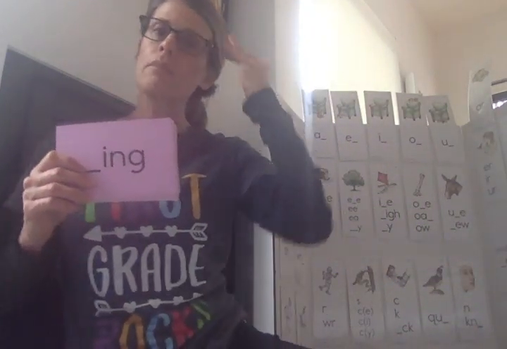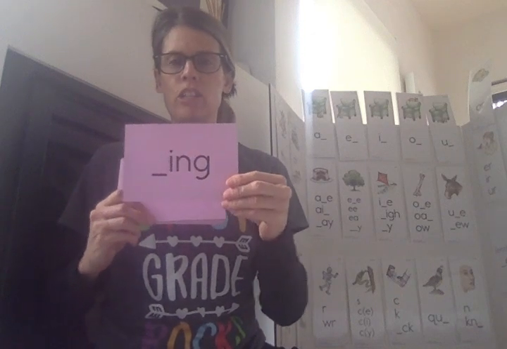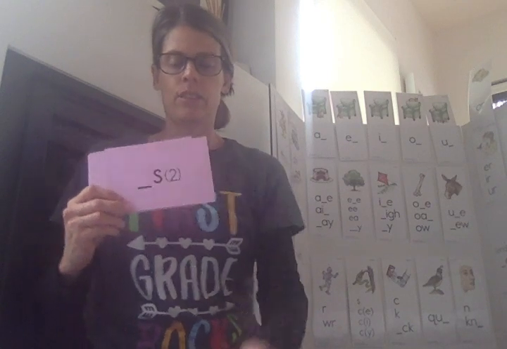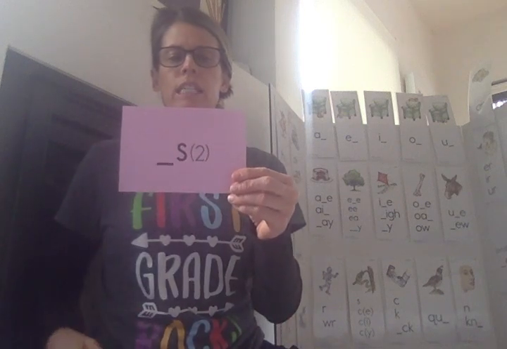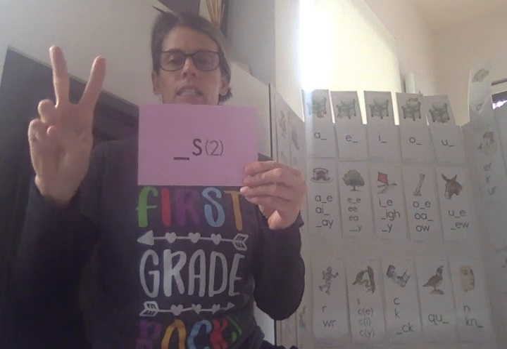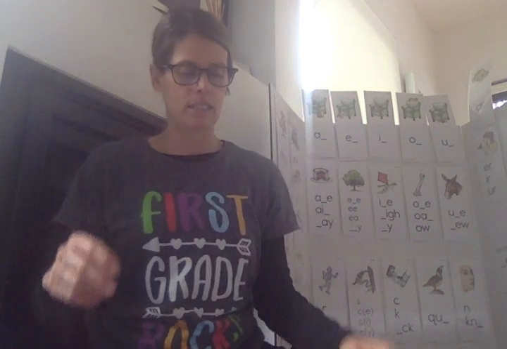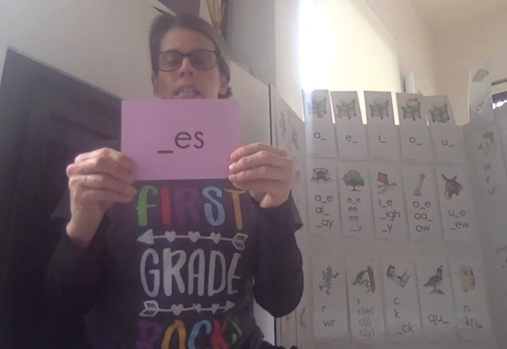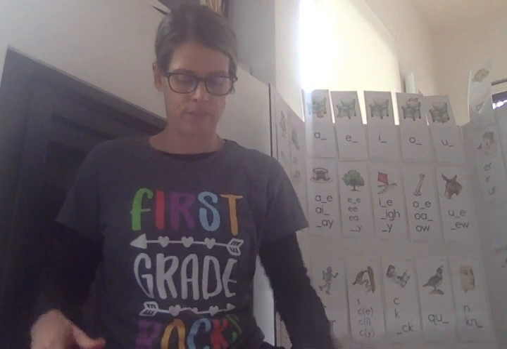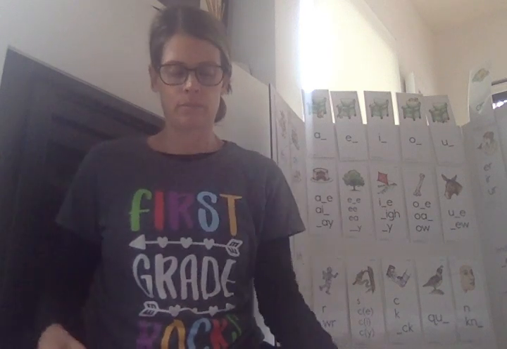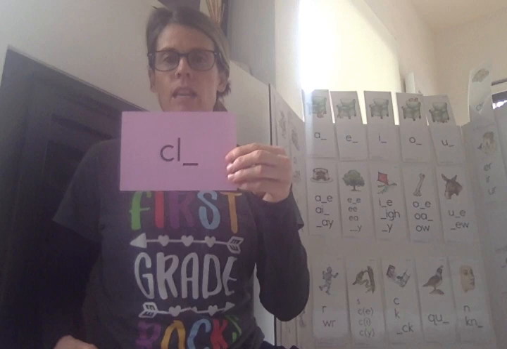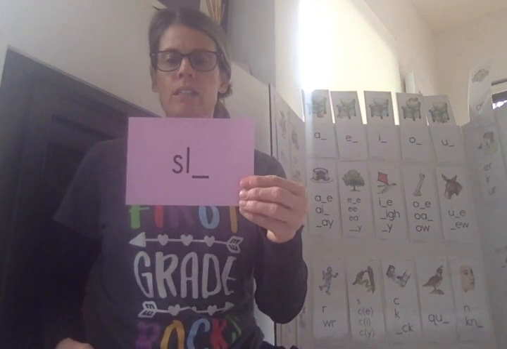Let's go through our other sounds that we have so far. We have inflectional ending ing. He is smiling. Inflectional ending S with two sounds. First one says s as in taps. Second sound is z as in runs. Inflectional ending ES says ez, passes, buzzes. SP, sp. SK, sk. CL, cl. SL, sl.